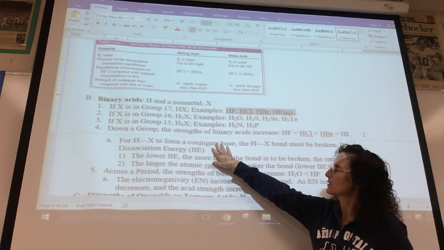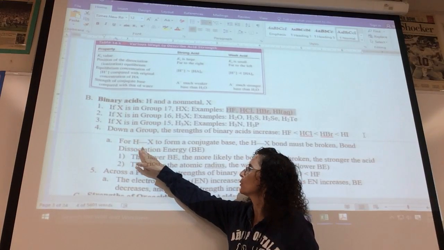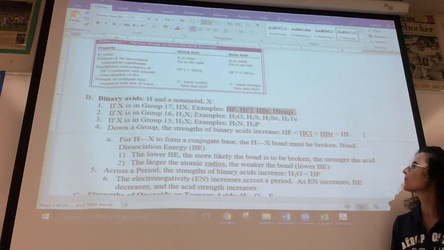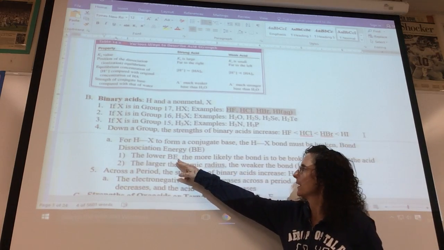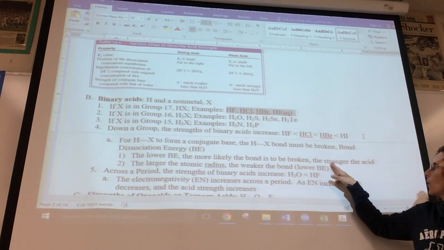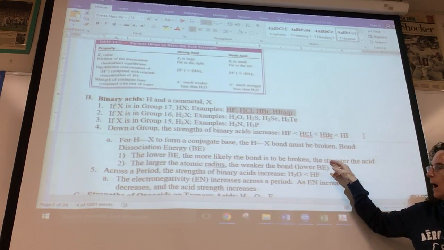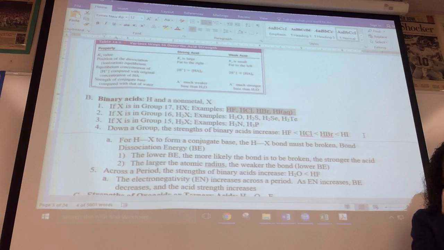In order for this acid to form a conjugate base, it has to donate its proton. So you want to consider the bond energy here. How strong is that bond? You've got to break that bond. The lower the bond energy, the more likely the bond is to be broken, the stronger the acid. What determines the strength of that bond is the radius of the atom going down a group. So as you go down a group, the atomic radius gets larger because the valence electrons are farther from the nucleus with more electron shielding.